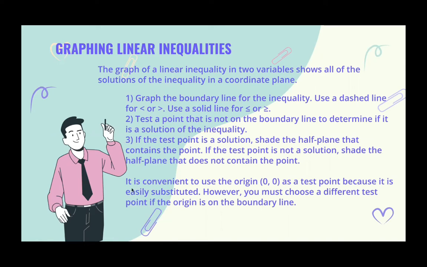And I just wanted to bring your attention to this note on the bottom. It is convenient to use the origin 0, 0 as a test point because it can be easily substituted. However, you must choose a different test point if the origin is on the boundary line. And lastly, if the test point is a solution, you're going to shade the half plane that contains the point. And if it isn't a solution, then you will shade the half plane that does not contain the point.